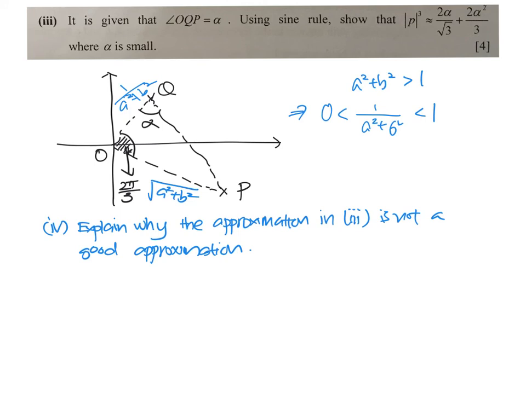So looking at this triangle here, angle alpha, okay, the opposite length is square root a square plus b square. Do you think that angle alpha can afford to be small? Because when you look at this triangle here, it looks like the distance OP is longer than the distance OQ. So in that case, can an angle whose opposite length is slightly greater afford to be small? Obviously it can be small. All right, so therefore the approximation in part 3 that's obtained is not a good approximation.